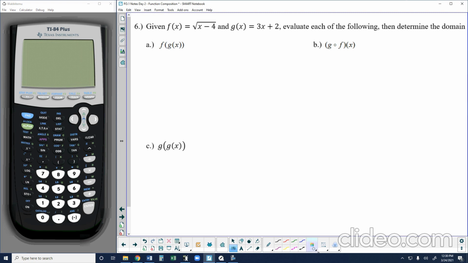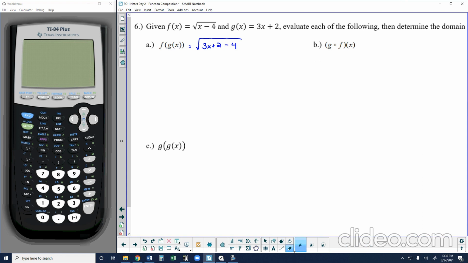So for A, f of g of x would say to substitute g of x into f of x. So we're taking this expression for g, and we're replacing the input value, x, with 3x plus 2. So f of g of x would be the square root, that is not being changed, of 3x plus 2 minus 4. Essentially 3x plus 2 is within some parentheses, but in this case we don't need to write these parentheses, as they would not affect the way the problem would be written.